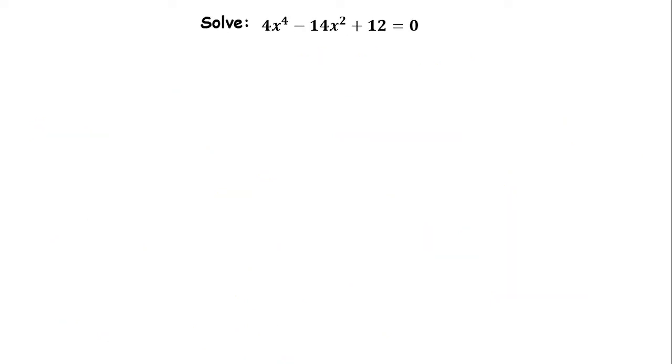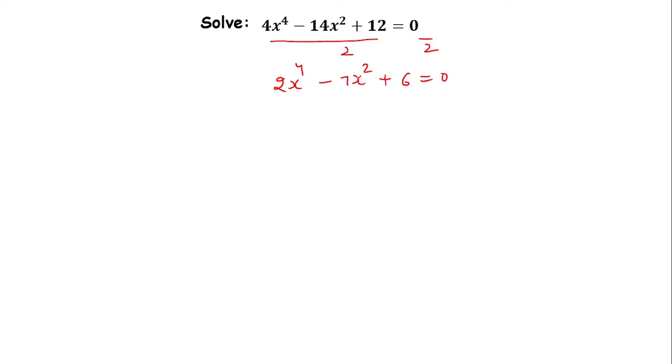Let's move to the next question. It's 4x to the power 4 minus 14x square plus 12 equal to 0. Now, my dear, let's see how do we solve this question. To solve this question, I can use different ways. One method is this: we can divide both sides by 2. On the left hand side, I will get 2x to the power 4 minus 7x square plus 6 equal to 0.